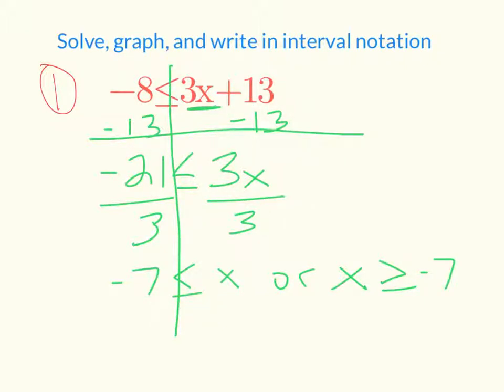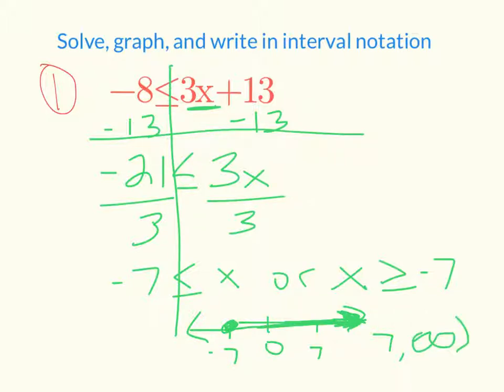Here's our number line here. Put our 0 there and negative 7 and positive 7. Do a closed circle because it's greater than or equal to, and we shade to the right. And then our interval notation. Remember, going left to right, it starts at negative 7 and goes all the way to positive infinity. We use a parenthesis, of course, on the infinity, and since it's closed, we use a bracket for the negative 7.